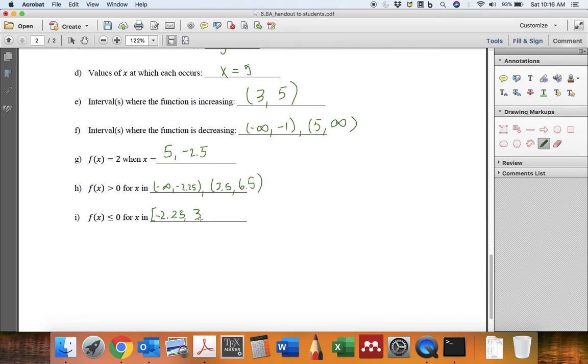And then, again, we're using closed intervals here because f of negative 2.25 equals 0, and f of 3.5 equals 0.